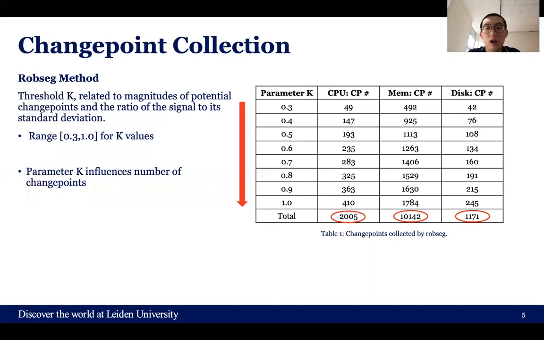On this table, we could see that we collect change points in the CPU, memory, and disk datasets, and we tried different values for parameter K from 0.3 to 1. As we can see here, with parameter K increasing, the number of change points increases as well. In the end, we collected 2,000 CPU change points, more than 10,000 memory change points, and more than 1,000 disk change points.